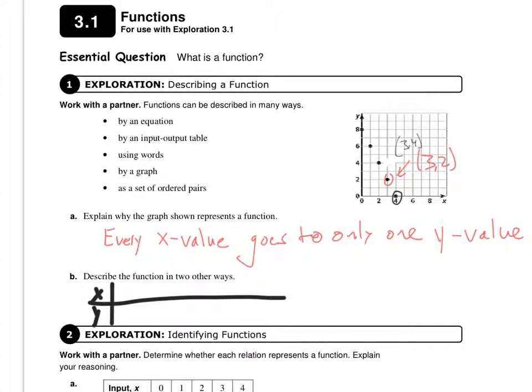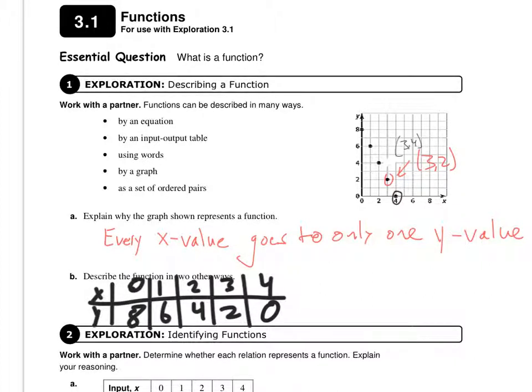And let's just go through these points. We have the point x is 0, y is 8. So when x is 0, y is 8. When x is 1, y is 6. When x is 2, y is 4. Let's go separate these. When x is 3, y is 2. When x is 4, y is, what's the y value here? Well, the y value is 0. Okay, so there's one way to describe it in a table like that.